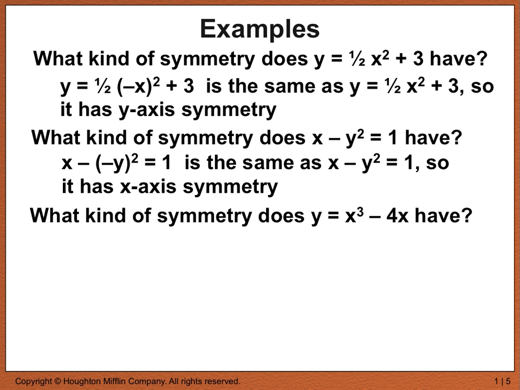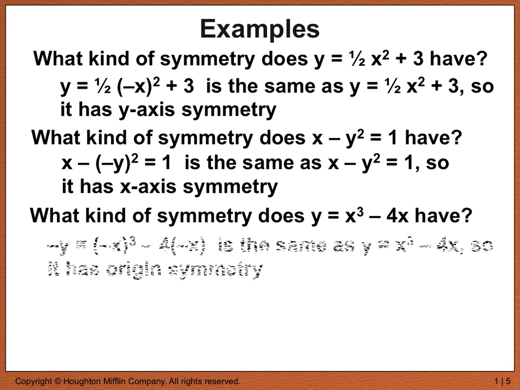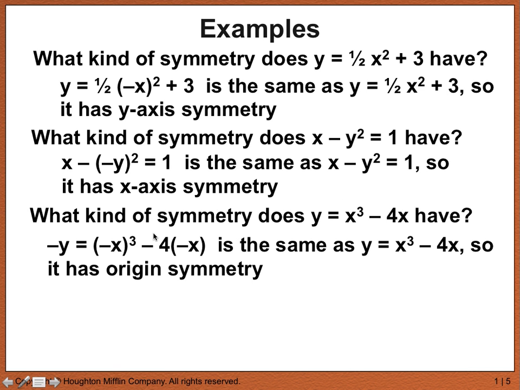What kind of symmetry does y equals x cubed minus 4x have? All right, pause the video, do this one on your own, and then resume when you have an answer. Well, -y equals (-x) cubed minus 4 times (-x) is the same as y equals x cubed minus 4x. Let's make sure we understand why this is true. If I have -y here, all I'm doing is testing, replacing (x, y) with (-x, -y), to see if it turns out to be the same.